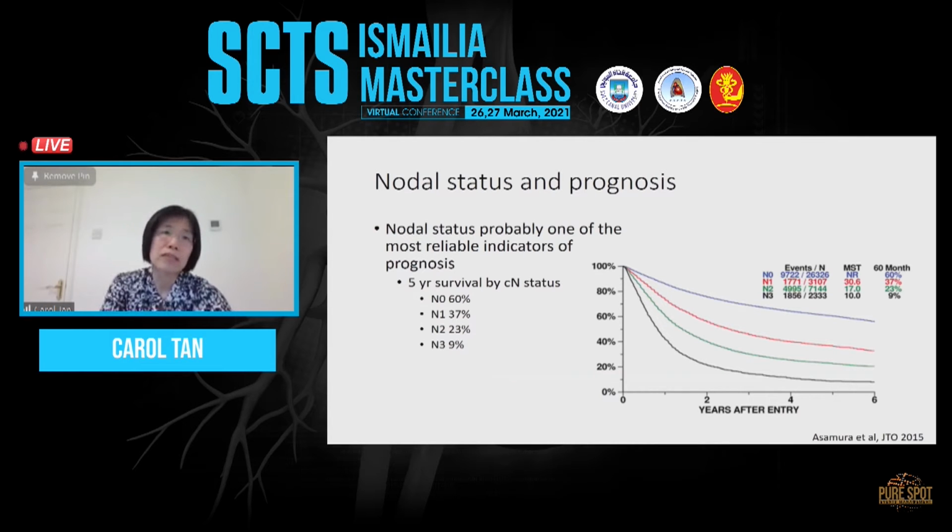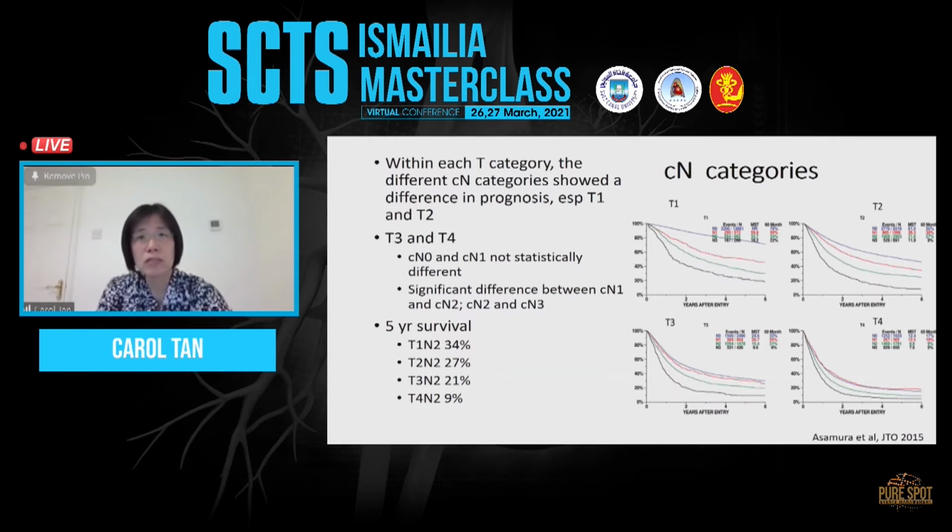We do know that nodal status is probably the most reliable indicator of prognosis. You've already seen this survival curve. If you have no lymph node involvement, you have a 5-year survival of 60%. And if you've got N3, it drops dramatically to 9%. Within each T category, you can also see that there is the difference in the survival curve from N0 to N3, certainly in T1 and T2.